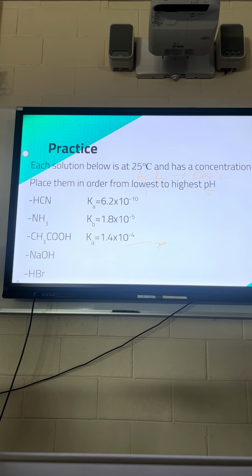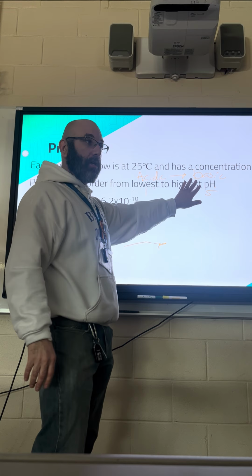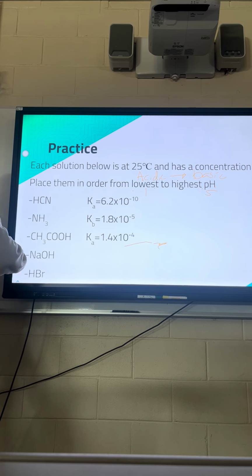Let's look at the extreme opposite end. Are there any strong bases on the list? So that's going to have the smallest amount of H+ ions. Therefore, it's not going to have the lowest pH, but the highest. So this is going to be 5.